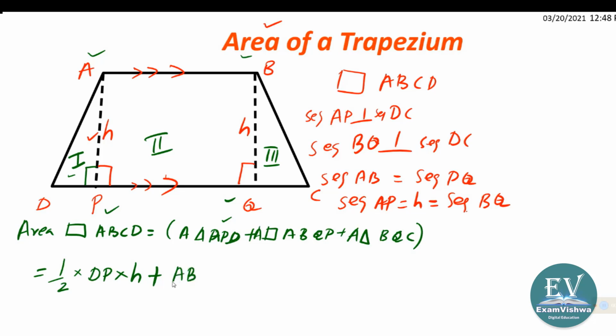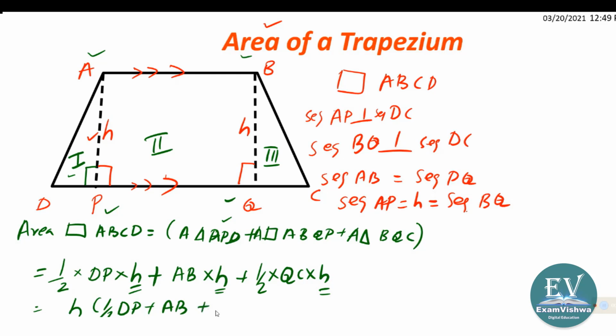Here the length is AB, breadth is again height, plus the area of the third triangle BQC, where half into QC into height. We can notice that height is common over here, so we can rearrange or rewrite it as h into half DP, these are all lengths, DP, length of AB, you should understand, plus AB plus half QC. Correct? This way the things go on, where we could make it a little bit shorter.